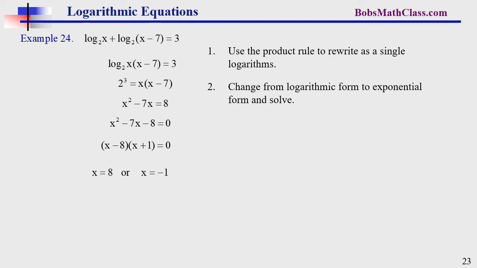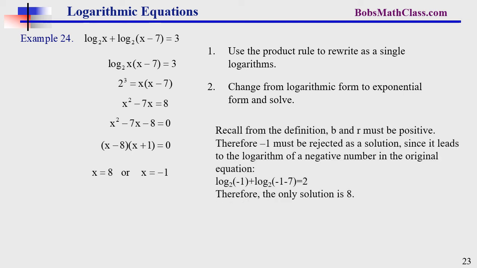Now, are they both good answers? So let's look at the negative 1. Negative 1 has to be rejected, because if you plug it back in, log of negative 1 base 2 plus the log of negative 1 minus 7 equals 2. If you try to type in log of a negative number, it's going to say math error, not possible, something like that. So I don't want you to think that it can't be a negative number. It can't be a number that gives us the logarithm of a negative number.